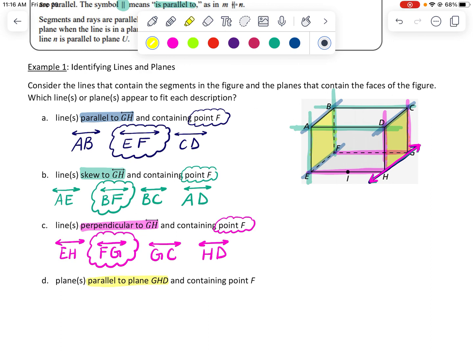And so how do we name that? Okay, and I would name it maybe plane ABF. Okay, now you could name it multiple different things. You could name it plane BAE, and even though you named it not containing F, it still does contain F on the plane. So there's different ways to name it. Remember, 3 letters, that's how we name a plane.